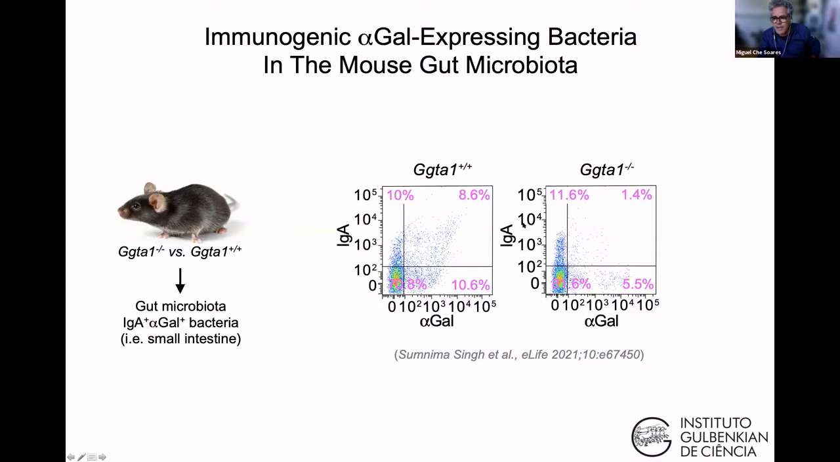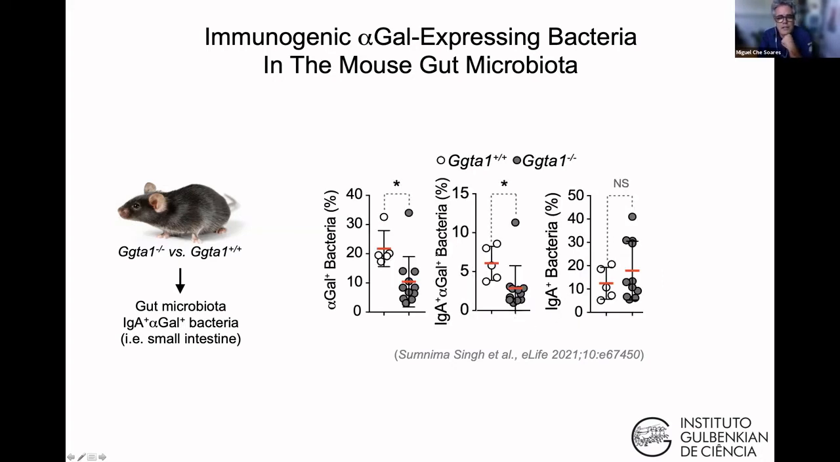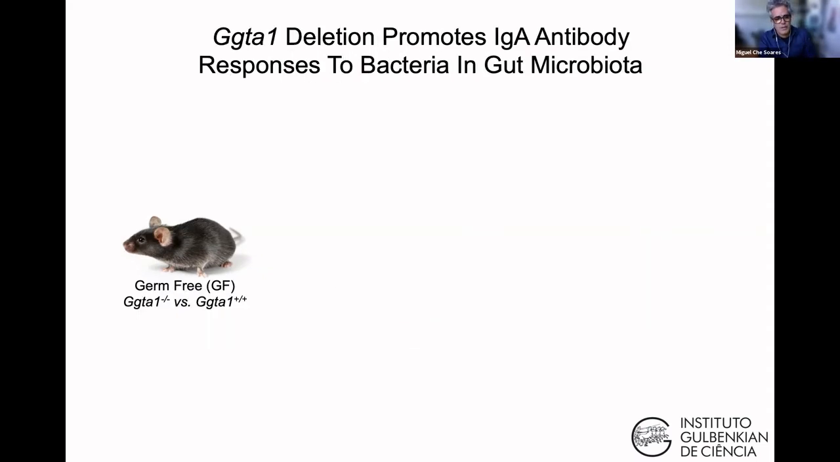So these are immunogenic bacteria that express alpha-gal. And we start noticing actually that in the GGTA1 knockouts, this population tended to decrease. So Jess quantified that. And indeed, she found that there's a very significant decrease in the percentage of alpha-gal expressing bacteria, in the percentage of immunogenic bacteria that express alpha-gal, but not in the overall percentage of immunogenic bacteria. So it looks as if once you lose alpha-gal, you're now able to target this alpha-gal expressing bacteria by anti-alpha-gal antibodies and presumably change the composition of the bacteria.